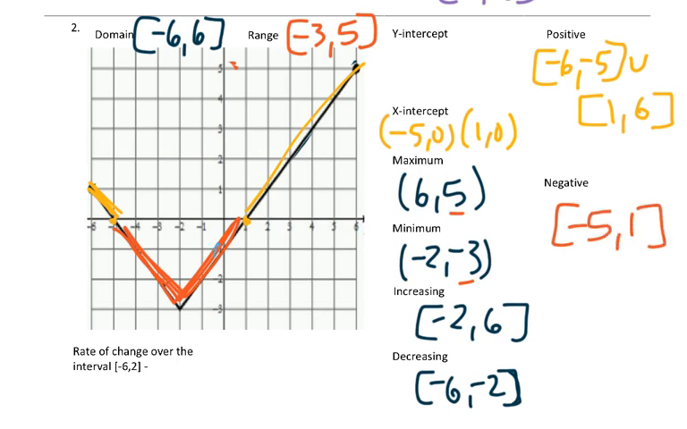Then finally, my y-intercept is right there at -1, so (0, -1). And then for my rate of change, I'm going from -6, so right here, to +2, so right there, which I don't go up or down, so my rate of change is 0. All right, there's graph number 2.